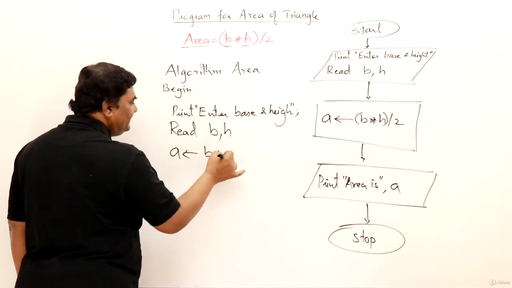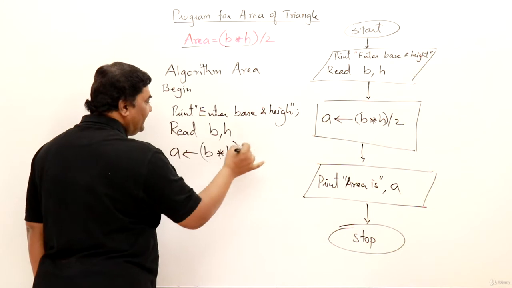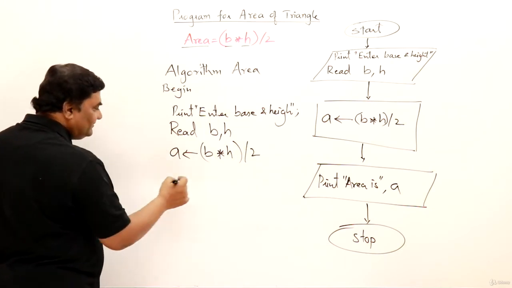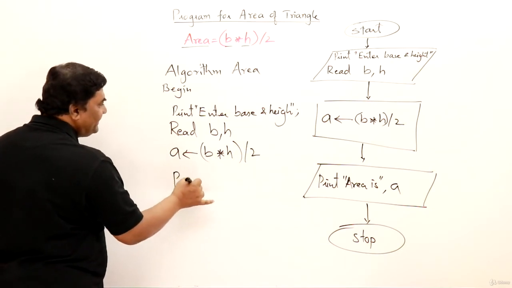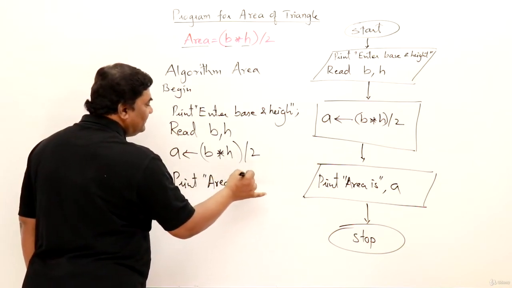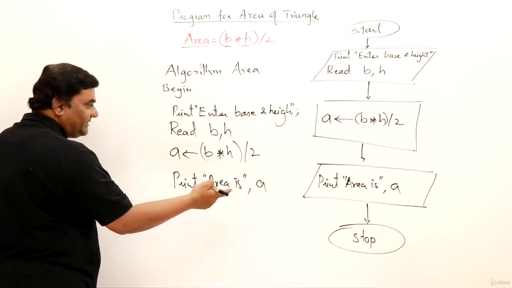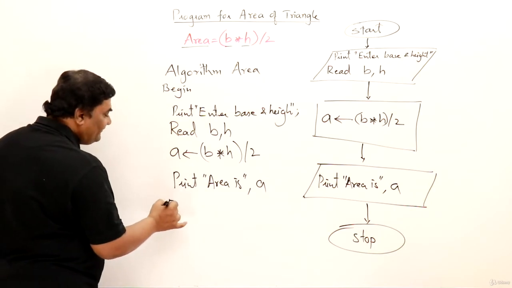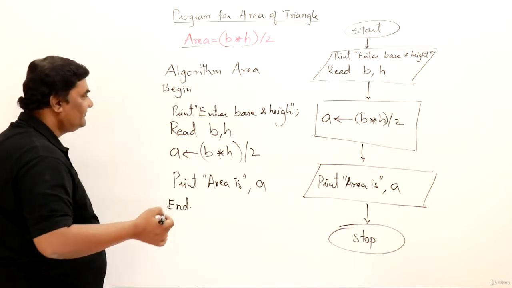A assign B into H by 2. Now I should print the result. Printf area is, so it is just print, right? So print this one, then end of this algorithm.